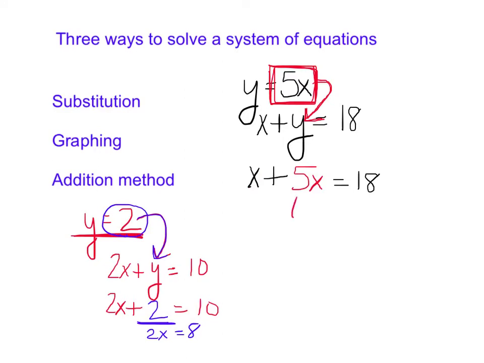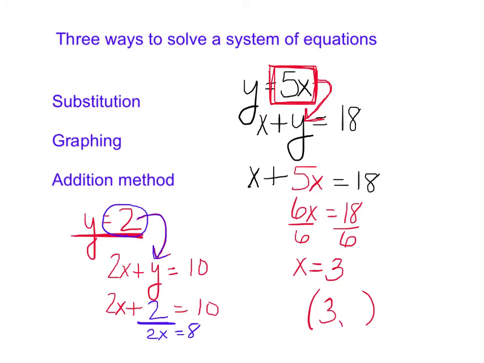X plus 5x is 6x. Divide both sides by 6. And x equals 3. But wait a minute. I found out what x is. X is 3. What do I still need to know? I still have to know what y is.